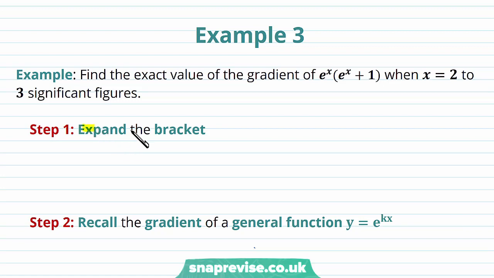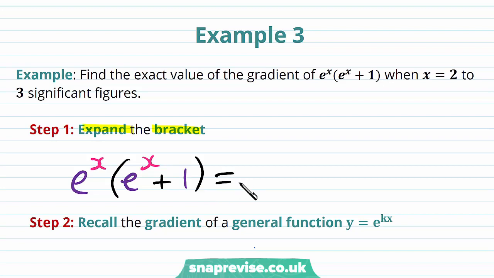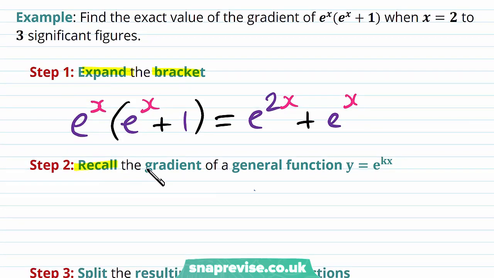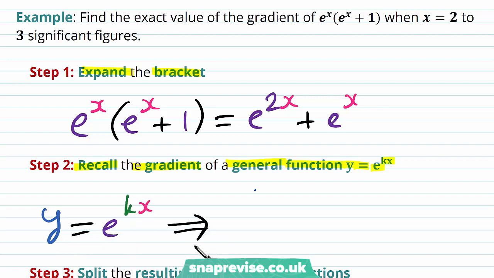Our first step is to expand the bracket. We have e to the power of x multiplied by e to the power of x plus 1. We can expand this as e to the power of 2x plus e to the power of x. Our second step is to recall the gradient of a general function y equals e to the kx. If we have y in the form e to the power of kx, then our gradient is going to be k multiplied by e to the power of kx.